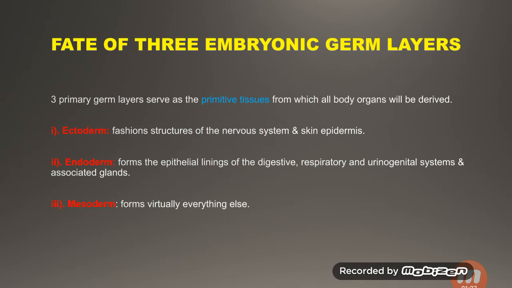Now the fate of the three embryonic germ layers. These three primary germ layers serve as the primitive tissues from which all the body organs will be formed. For example, ectoderm would change into the nervous system and skin epidermis. Endoderm forms the epithelial linings of the digestive, respiratory and urinogenital system and associated glands. And the mesoderm forms virtually everything else of the body.